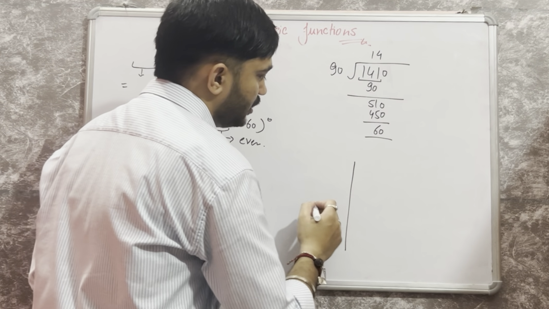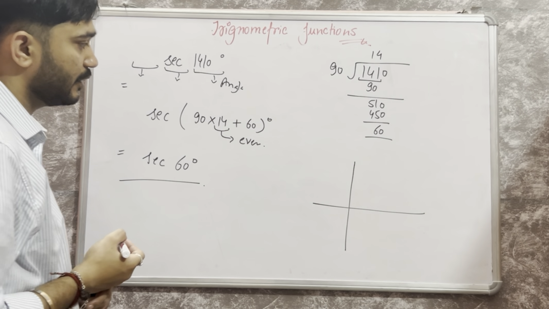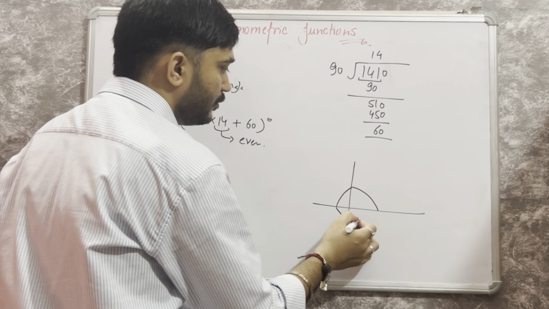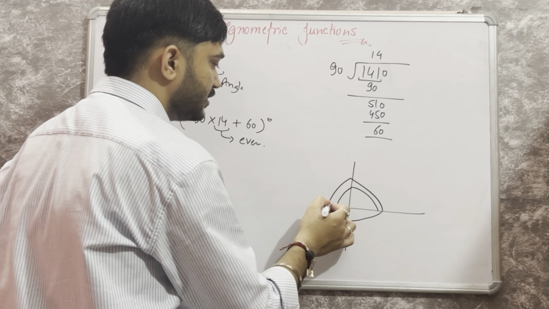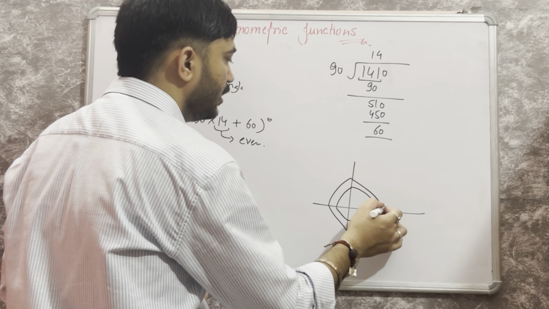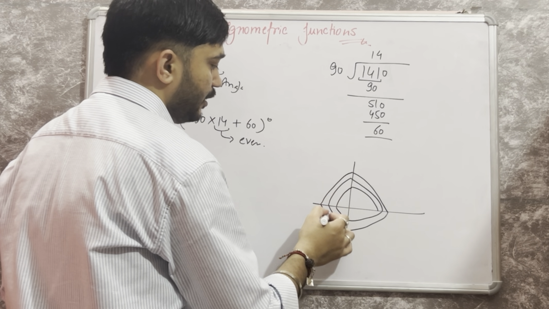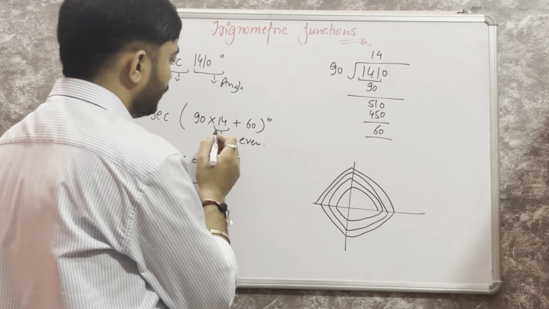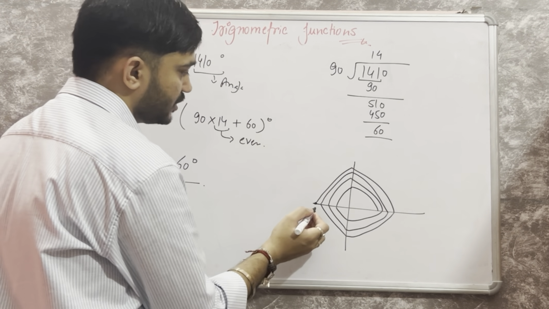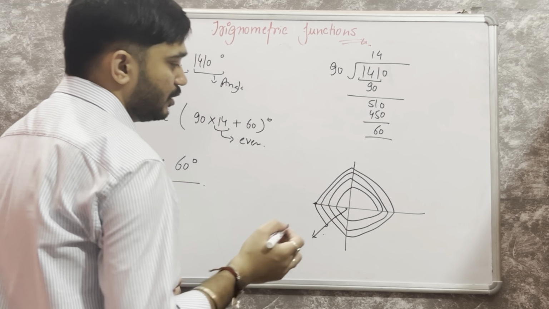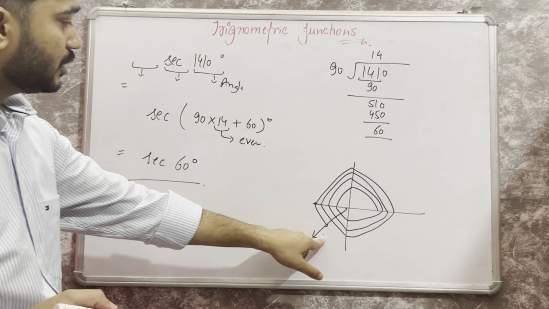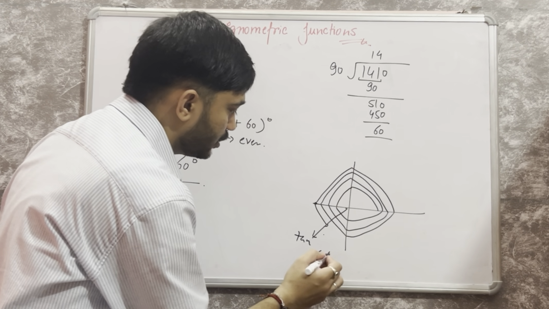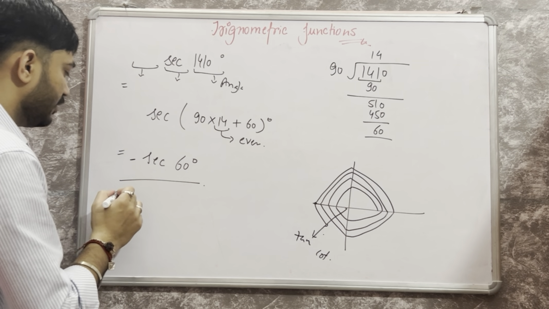Now we have to see whether this is positive or negative. So 190, 290, 390, 490, 590, 690, 790, 890, 990, 1090, 1190, 1290, 3090 and 4090. 4090 ends here and plus 60. So we are going in the third quadrant. Third quadrant represents tan and cot. So sec will be negative here.